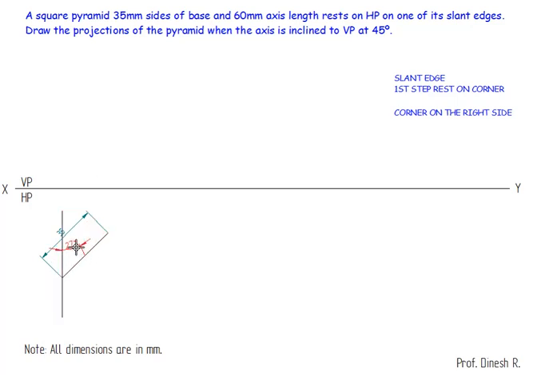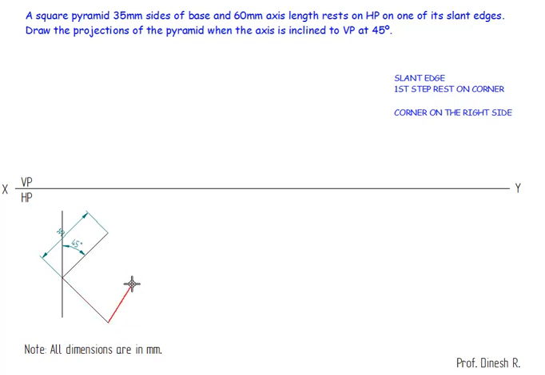So this angle should be 45 degrees. If you want, you can just draw a line, extend it, and cut an arc to a side length of 35. Similarly, I'm going to be drawing it from the other way. So this side length is 35 and the angle should be tilted to 45 degrees.